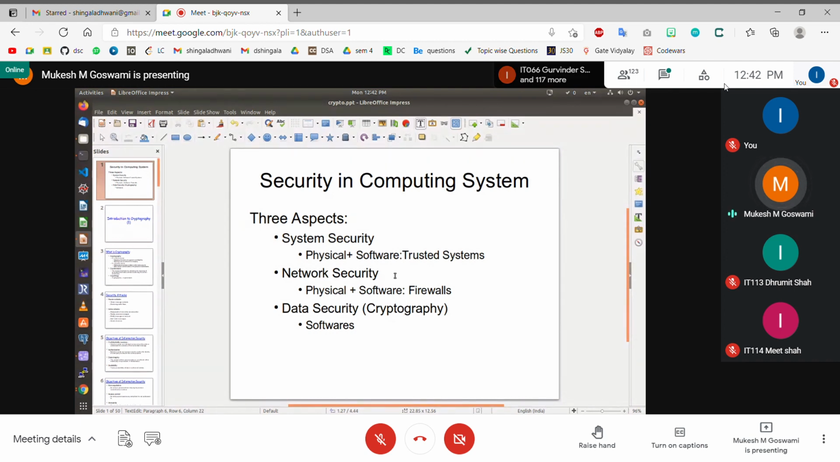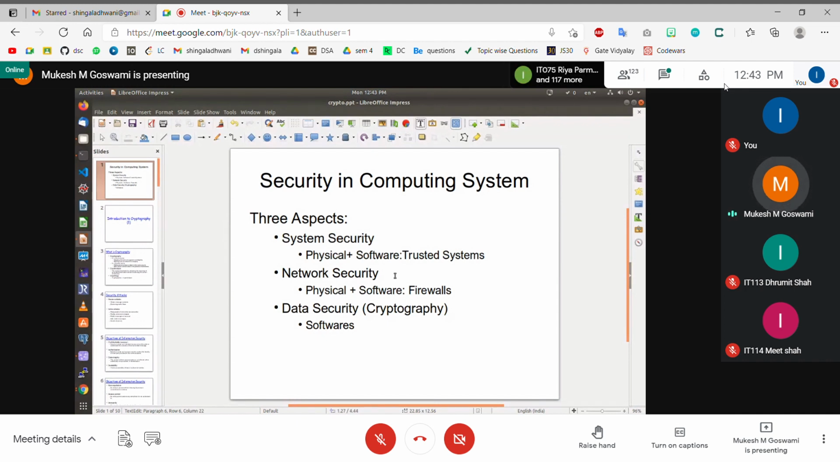System security means the security of that computer itself. So whether I have placed that computer properly, and is it accessible to me only? For example, my computer is in my cabin, and I usually lock my cabin when I go outside. Why am I doing it? Because I want to make my computer secure. I do not want any unauthorized person to come in and get hands on my computer. That is what you mean by system security: securing the physical computing device itself.